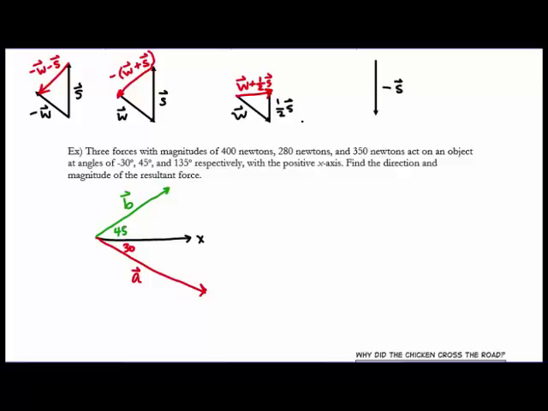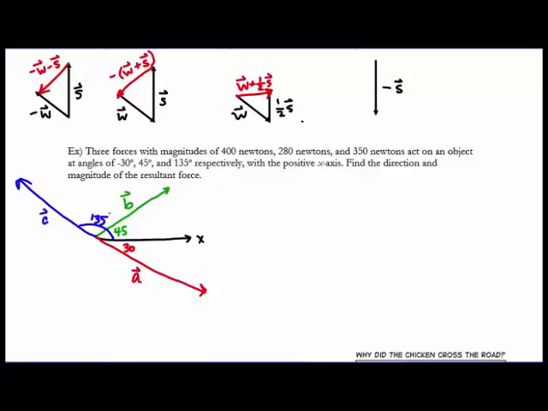And then 350 newtons and 135 degrees. So that's going to be over here, a little bit longer, but less than A. And we'll call that C. And this is 135 degrees. And I want to add these 3 together.